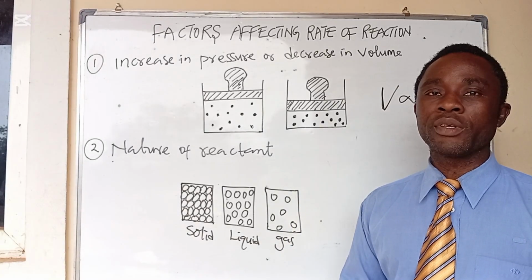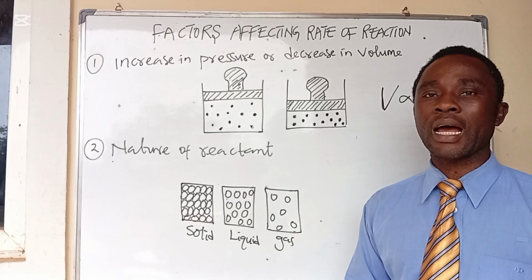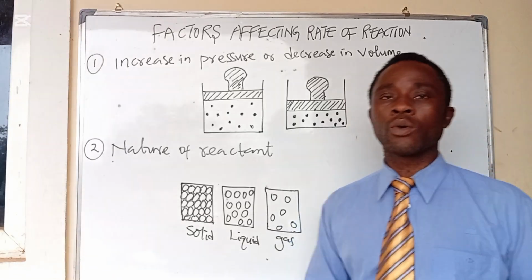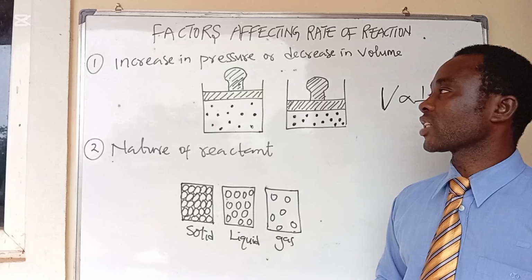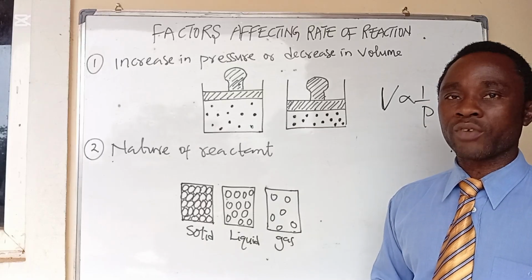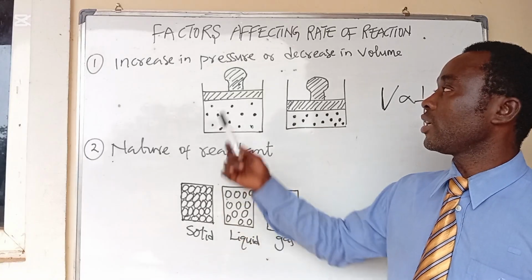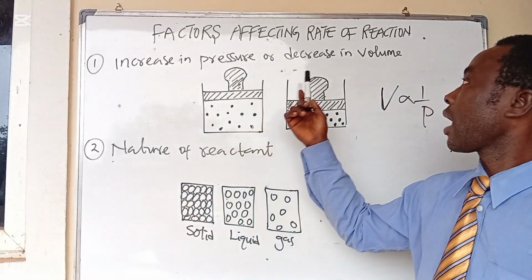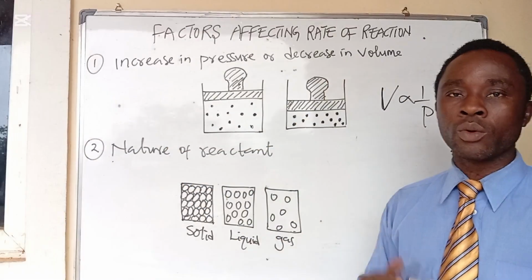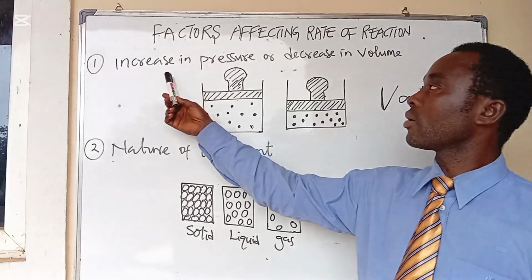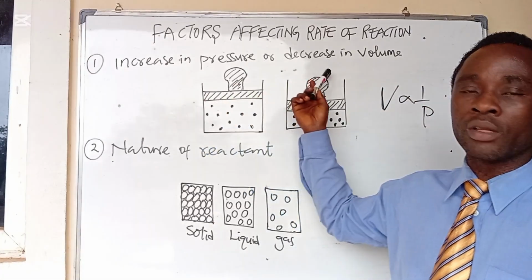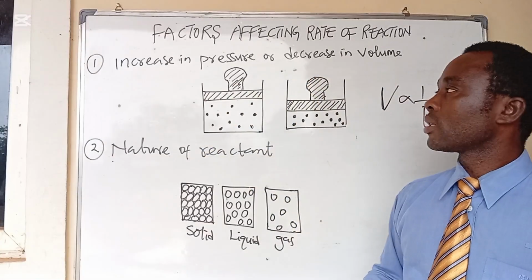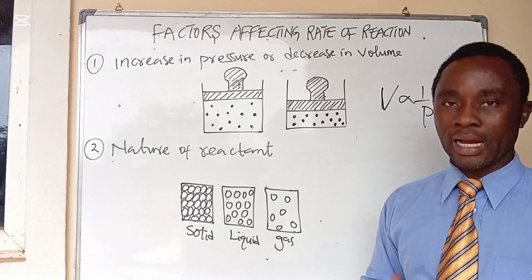In this class, I'll be taking us through factors affecting the rate of chemical reaction. Now, the first factor that affects the rate of chemical reaction that I'll be discussing is increase in pressure. Increase in pressure and decrease in volume go the same way. Either increase in pressure or decrease in volume. Now, this one applies to gases.